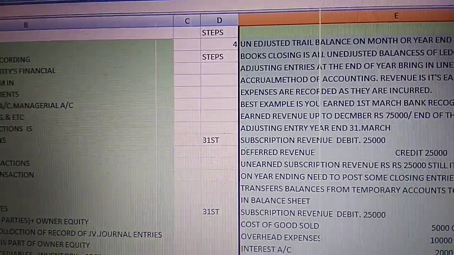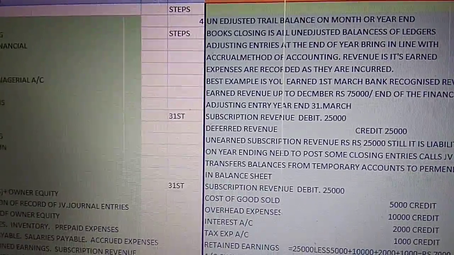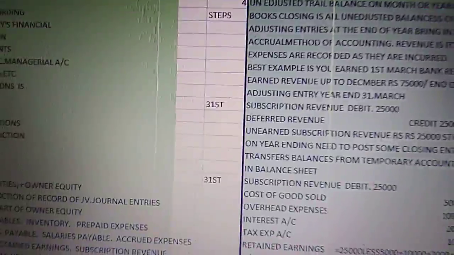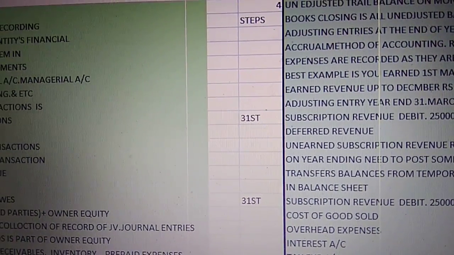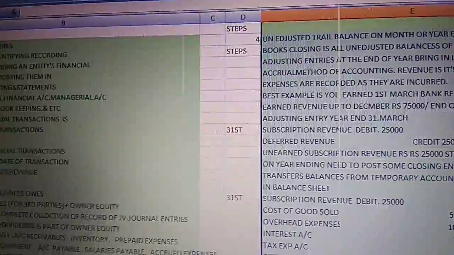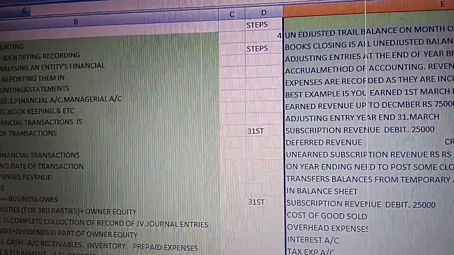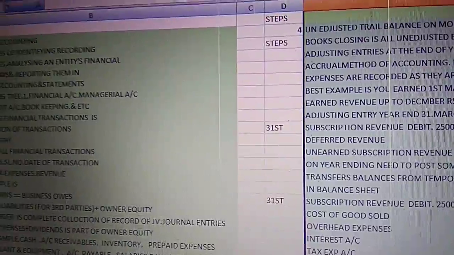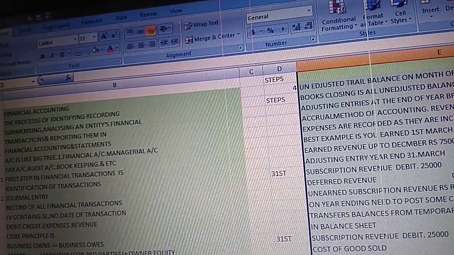Step 3 is the unadjusted trial balance at the month or year end. Step 4 is closing. Books closing brings all unadjusted balances of ledger accounting entries at the end of the year in line with the accrual method of accounting. Revenue is recorded as it is earned and expenses are recorded as they are incurred.